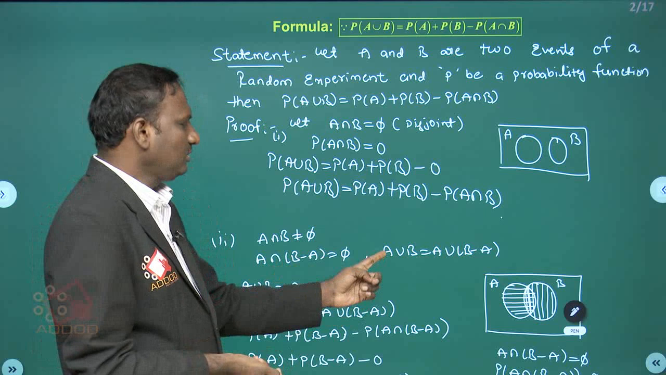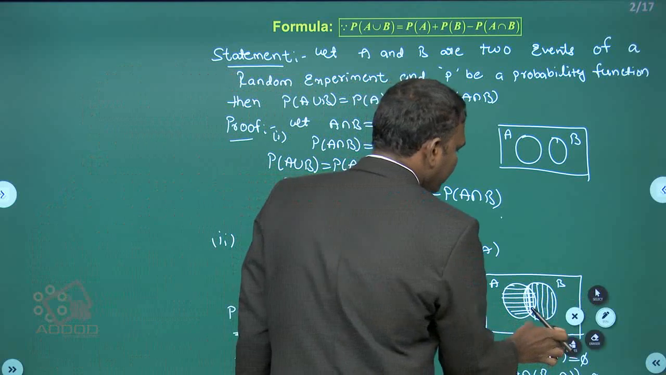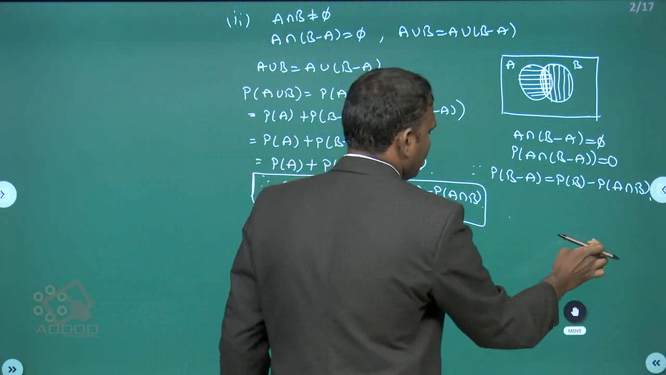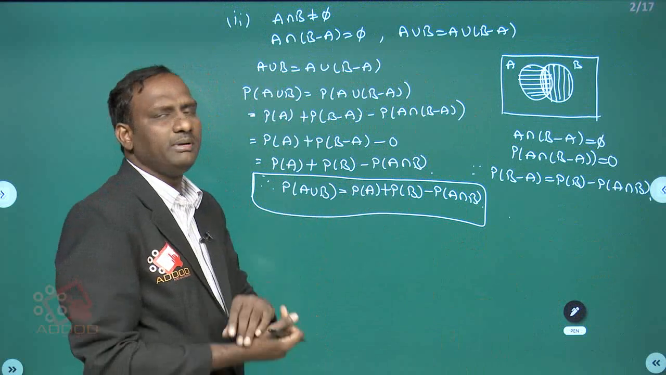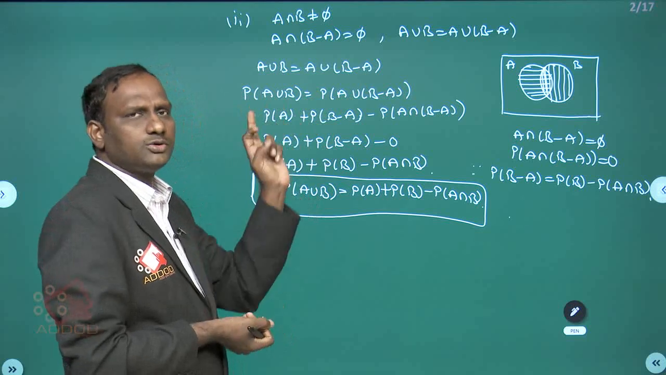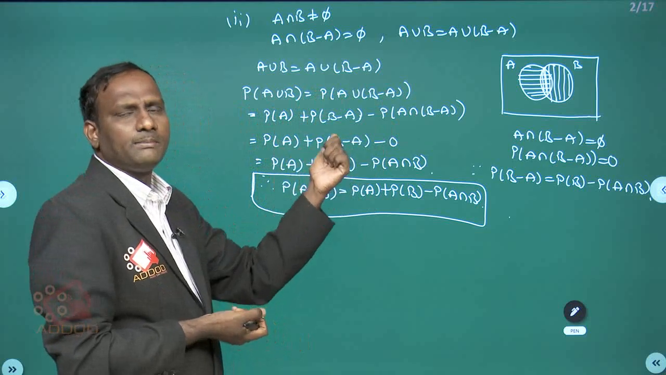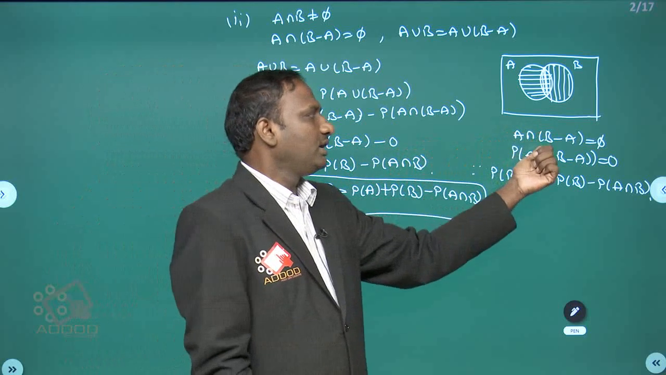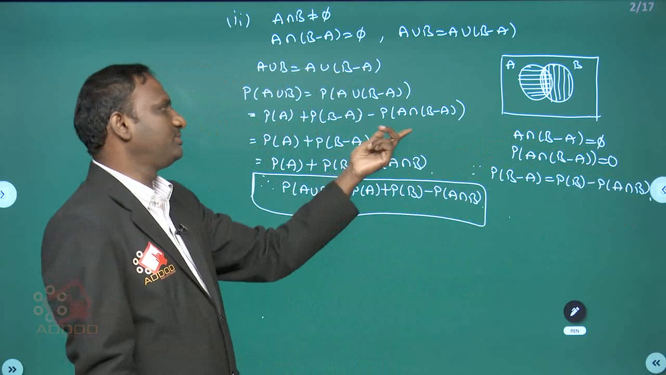Here A intersection (B minus A) is equal to empty. Here I am taking A union B is equal to A union (B minus A). So coming to the figure, this is that figure. Now operating the probability function on both sides, P of A union B is equal to P of A union (B minus A). Next, it is equal to P of A plus P of B minus A, minus P of A intersection (B minus A). But here A intersection (B minus A) is empty, so P of A intersection (B minus A) will become 0.